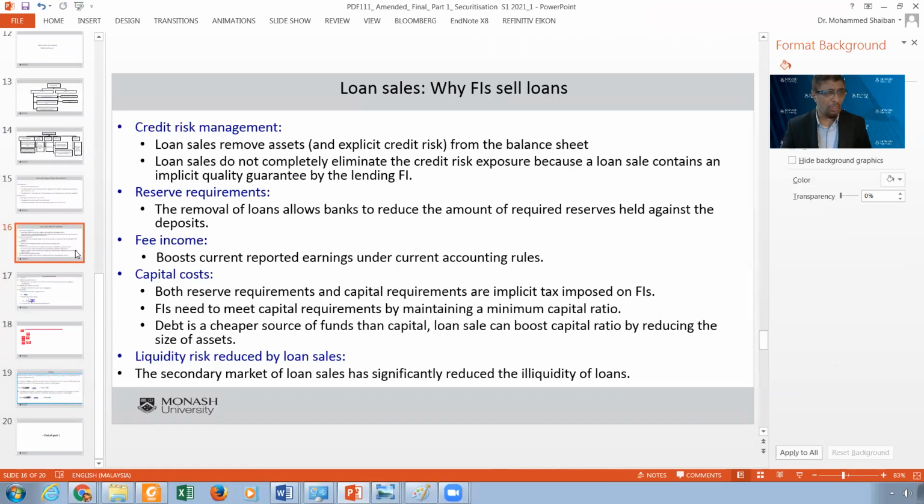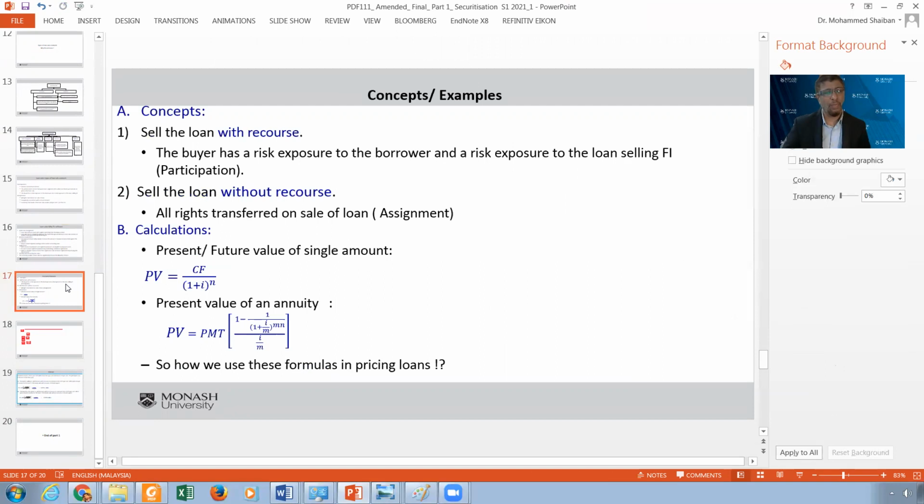Now, let me go to the calculation. Calculation is a very simple issue when we talk about loan sales. If two banks are negotiating and you are on one of the teams involved, the most important thing you will talk about when selling a loan is what type of loan, what type of arrangement: is it assignment or participation?